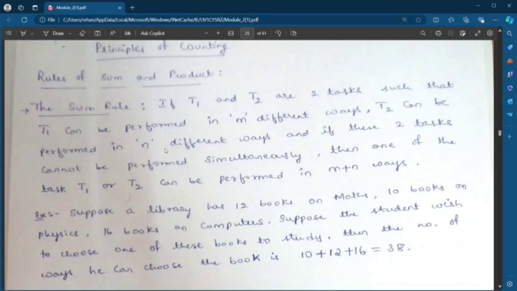For example, if you have to perform a task of, say, sorting something, you can sort with merge sort or in another way. So m ways and n ways are the different ways. If these two tasks cannot be performed simultaneously, then one of the tasks, T1 or T2, can be performed in m plus n ways. So both can be performed in different ways, but if they cannot be performed at the same time, then one of the tasks is performed in m plus n ways.